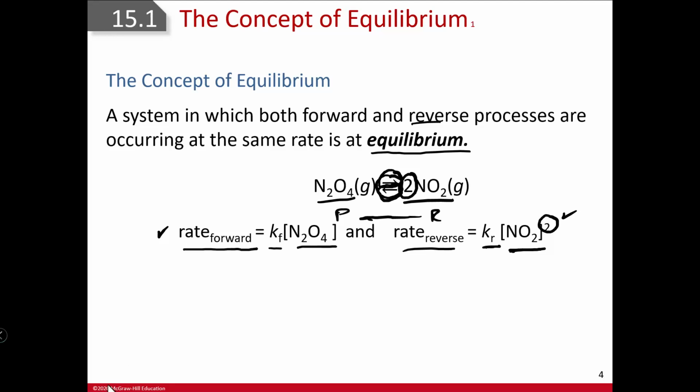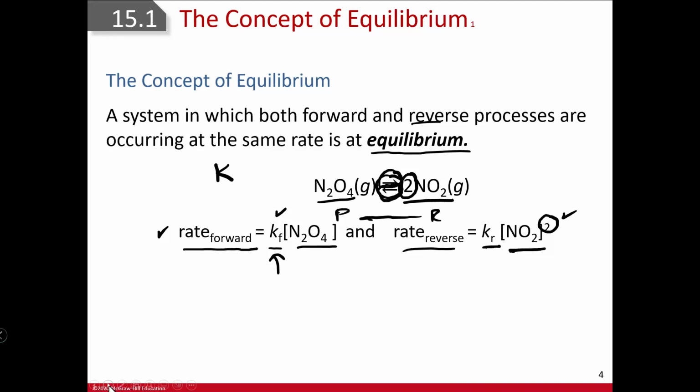And I almost made a mistake here. How do you know the difference between a rate constant and an equilibrium constant? Equilibrium constant will be a capital K. The rate constants are lowercase k. So that's how you catch yourself in not making that mistake.